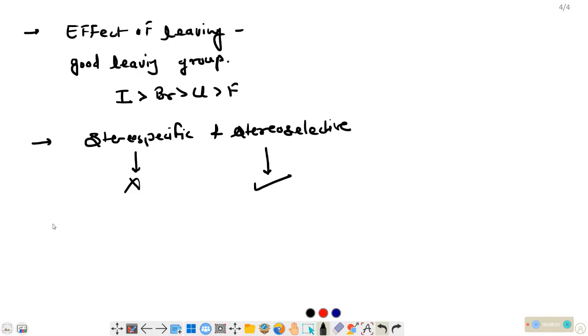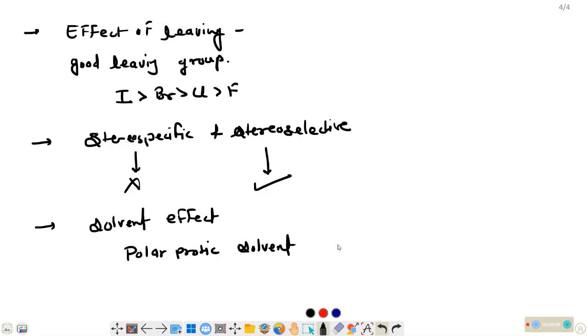If we talk about solvent effect, then polar protic solvent will enhance the rate of reaction. Polar protic solvents are like H2O and alcohol, any alcohol. These are the polar protic solvents.